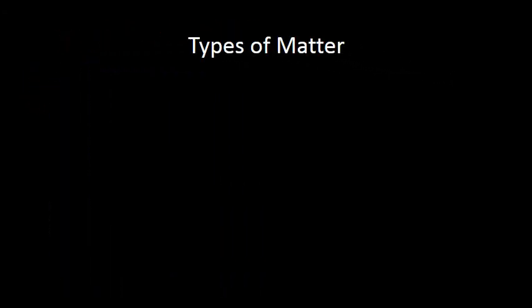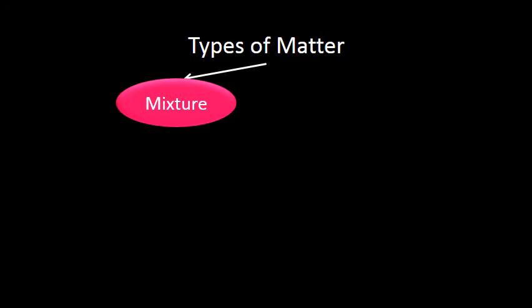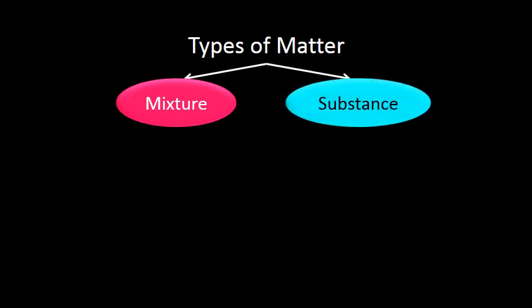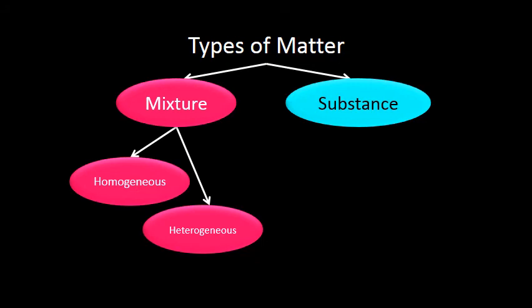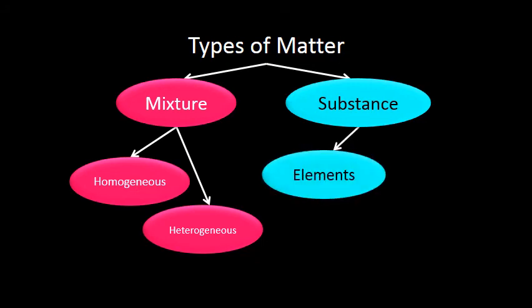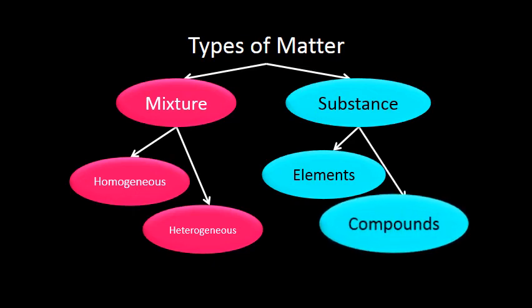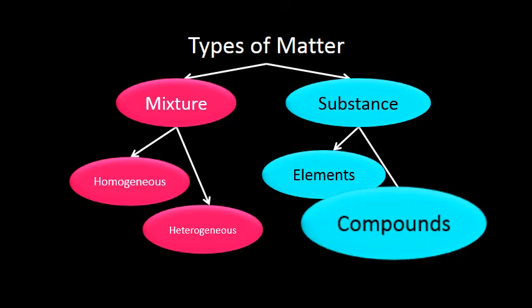The different types of matter, the way matter's put together, you can have a mixture or you can have a substance. Mixtures are classified as either homogeneous, which is also called a solution, or an alloy if it's a bunch of metals, or it's going to be heterogeneous, different stuff. A substance is pure. You can either have an element or a compound. So now we're going to take a look at what a compound actually is.